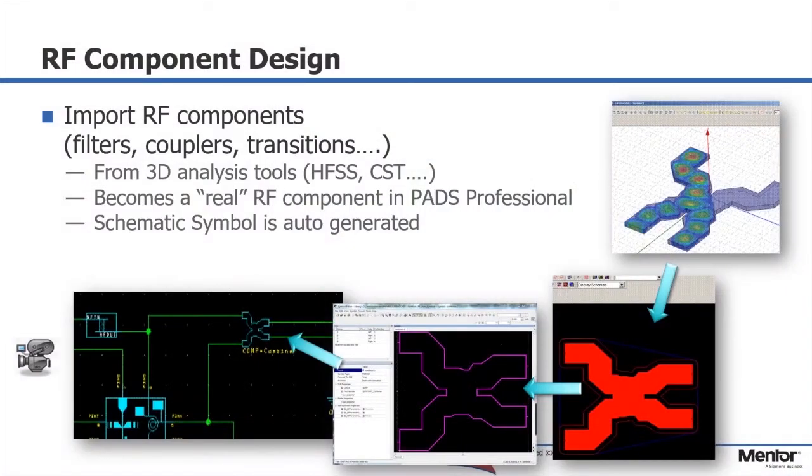Earlier, I said that you can import copper shapes and convert them to RF components. They could be elements that were developed in an analysis tool, such as HFSS, Microwave Office, CST, or some other simulator. Once in PADS Professional, they are easily converted to a real RF component, as we have seen. A schematic symbol can then be automatically created and used in Designer to establish the connectivity of the component.